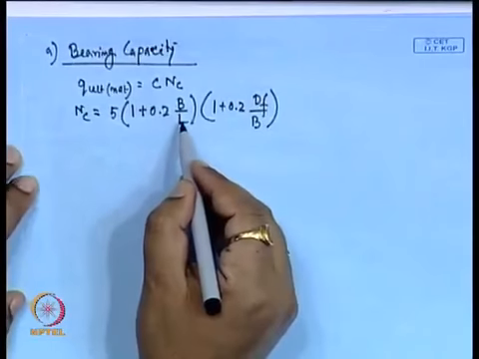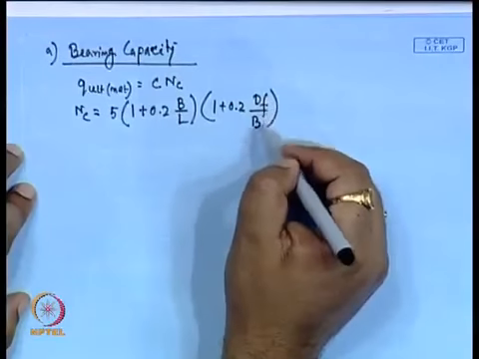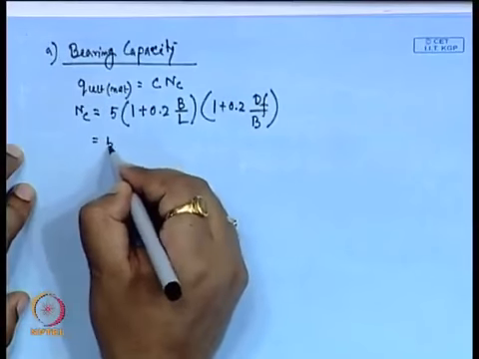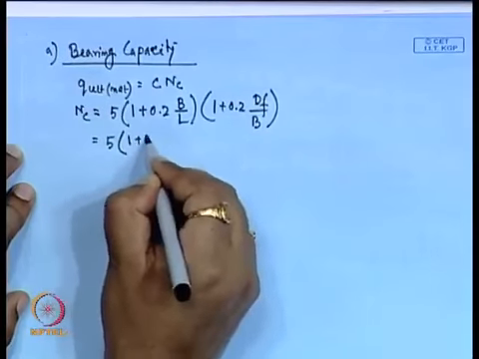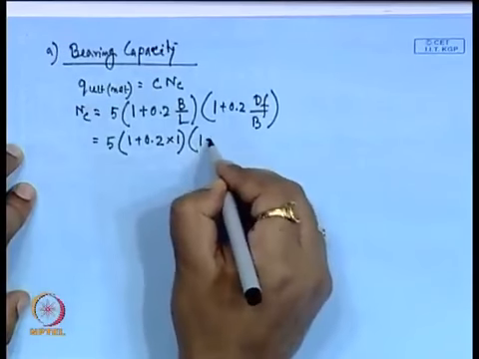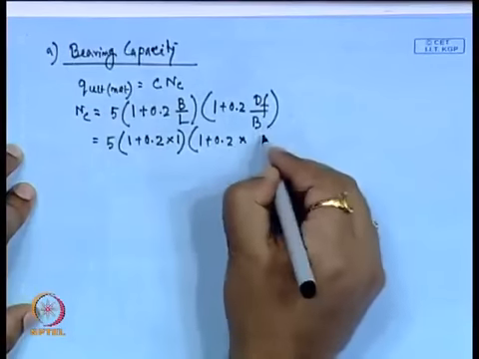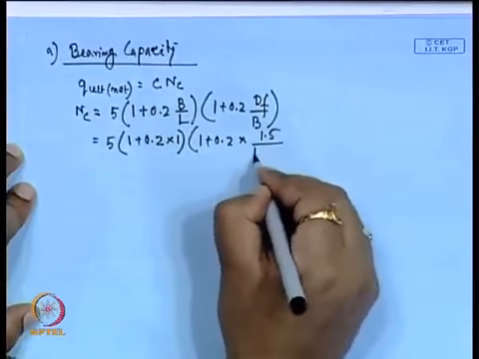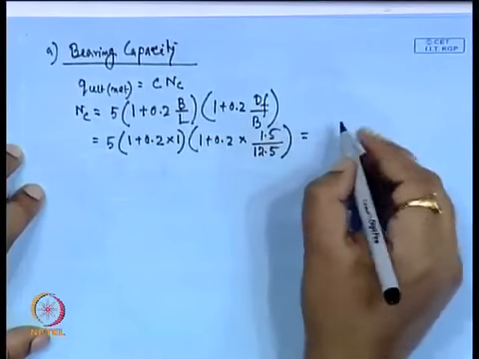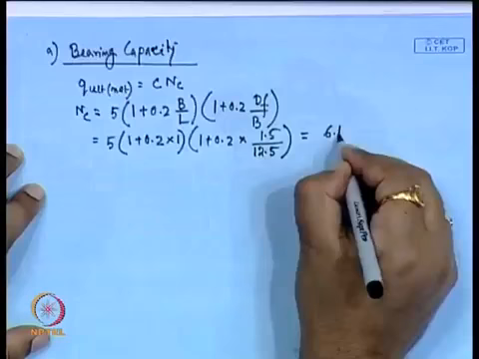Here this B by L is 1, d f is 1.5, B is 12.5. So, we will get N C value: 1 plus 0.2, this is 1, this is a square footing, plus 0.2 into 1.5 divided by 12.5. So, N C value, that value is coming 6.144.